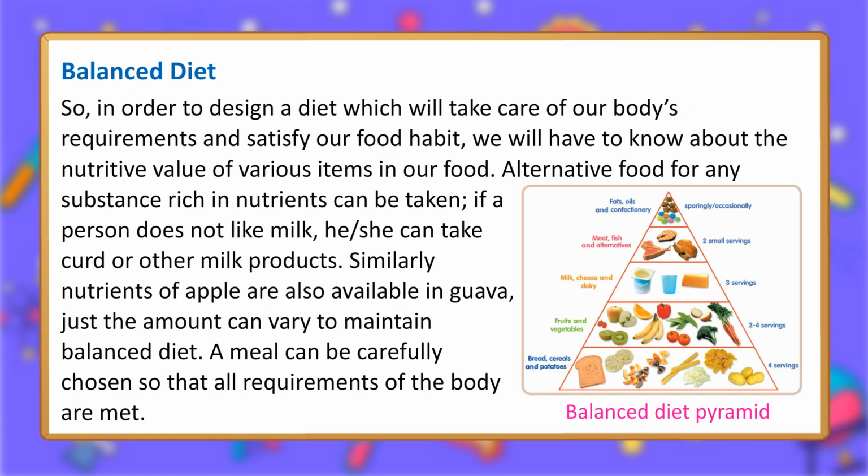So, in order to design a diet which will take care of our body's requirements and satisfy our food habit, we will have to know about the nutritive value of various items in our food. Alternative food, any substance rich in nutrients, can be taken. If a person does not like milk, he or she can take curd or other milk products. Similarly, nutrients of apple are also available in guava. Just the amount can vary to maintain a balanced diet. A meal can be carefully chosen so that all requirements of the body are met.